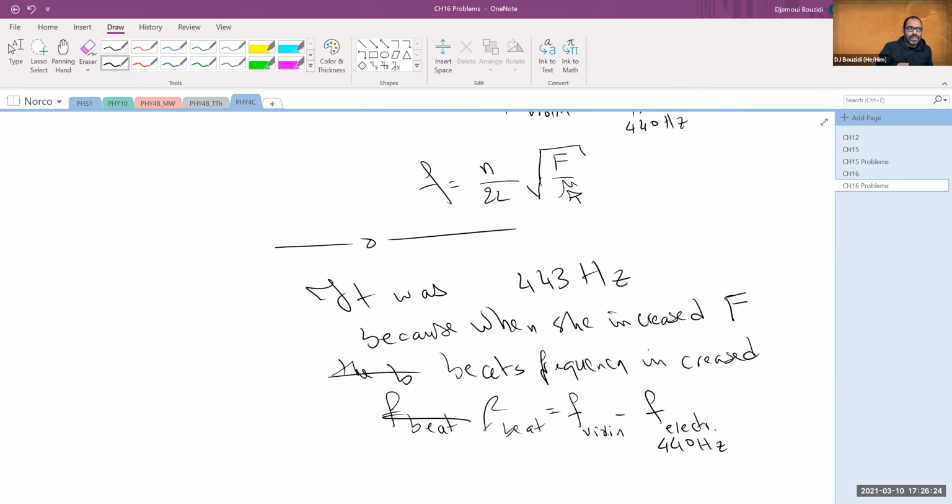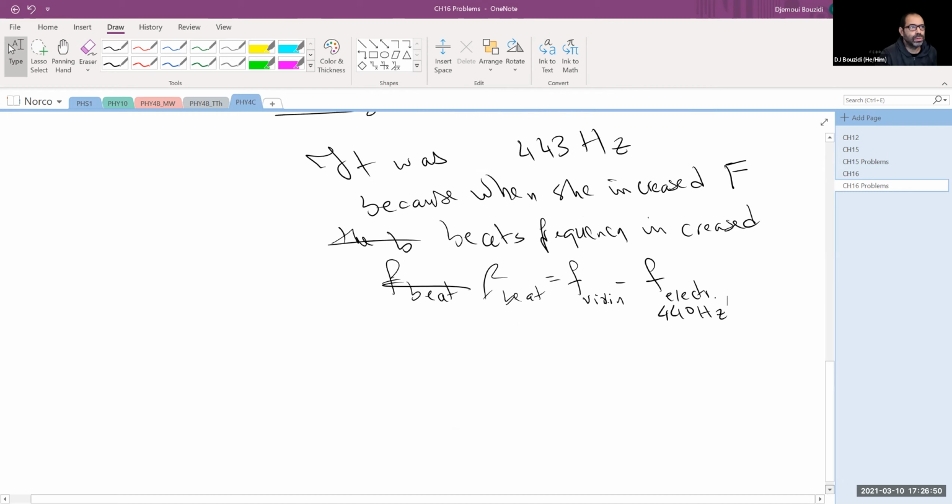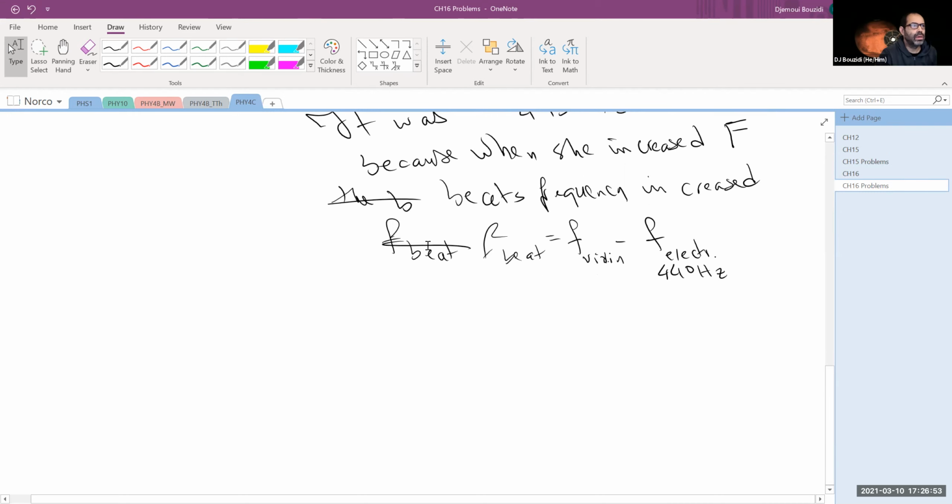Okay, she tightened it, the beat frequency increased. What should she do so that the beat frequency doesn't increase? It goes down actually to 0. Loosen it or tighten it further? So that's the question. Okay, Harris at least thinks that she needs to loosen it. How about anybody else? How about the other guys? What do you guys think?